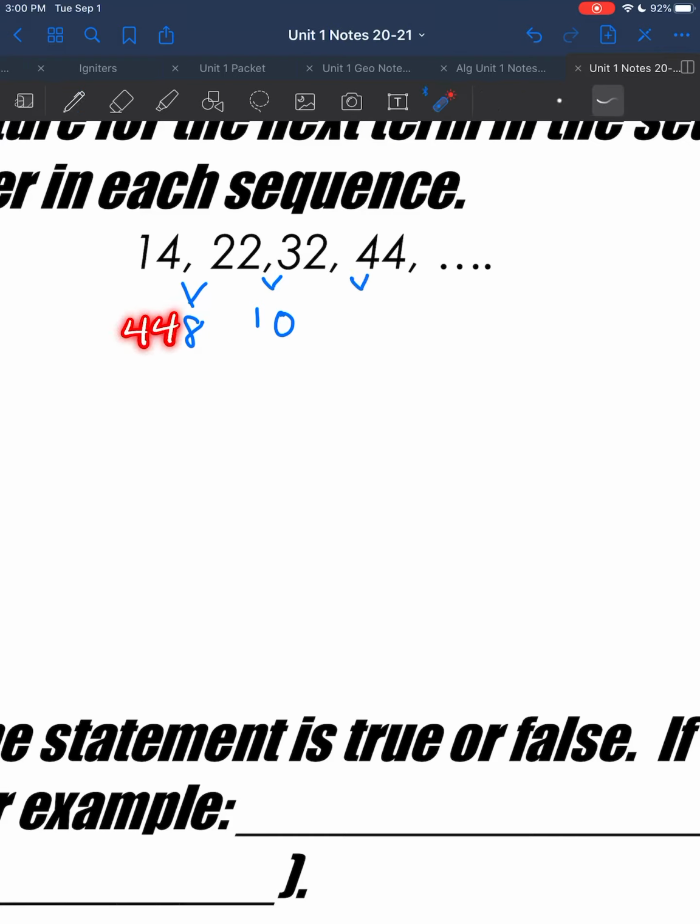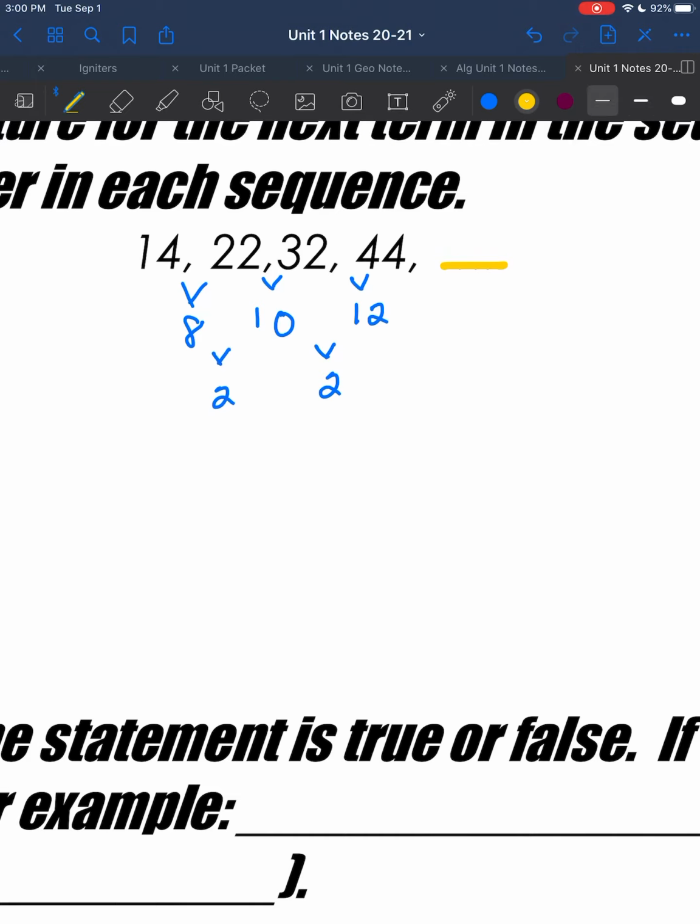And then I'm going to do 44 minus 32, and that is going to give me 12. Okay, so these are not the same. I have 8, 10, and 12. So I'm going to subtract again. 10 minus 8 is 2. 12 minus 10 is 2. So now these are the same. Okay, so now I can work to find my missing number.